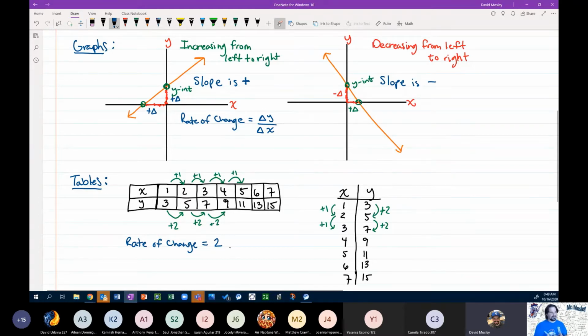If my numbers aren't as friendly, maybe the x values I'm given don't go up by 1 every time, they're jumping around. That's when we just pick 2 points and do the division. Same as we use division up here, change in y divided by change in x. We can do that same thing with 2 points, and it will give us the rate of change for a table that's not so friendly. We just pick 2 points, change in y divided by change in x, it will give us the slope.